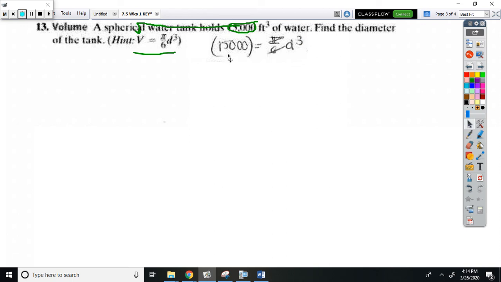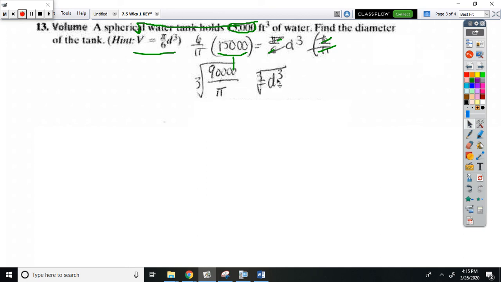So you can then do one of two things. You can either undo multiplication of pi over 6 with division of pi over 6. Or what I did was I multiplied by the reciprocal on both sides, which is 6 over pi and 6 over pi. That allowed me to, again, cancel the 6's and the pi's, leaving me with just d cubed on the left-hand side. Over here, you may want to put this 15,000 over 1, so we can multiply those together to get 90,000 over pi equals d cubed.